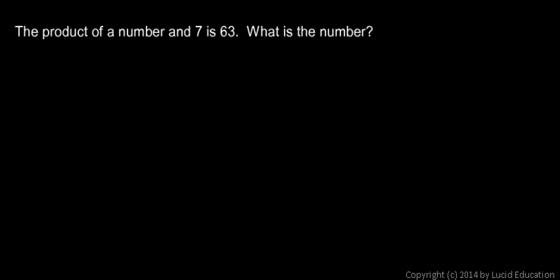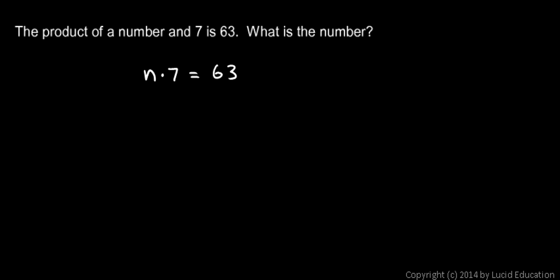So first look at this part, the product of a number and 7. Well, I'll say n is the number, so the product of the number and 7 would be n times 7. And when you see the "is," think equals. So I have the product of a number and 7 is 63. So I've taken the statement in English and written it mathematically. The product of a number and 7 is 63.